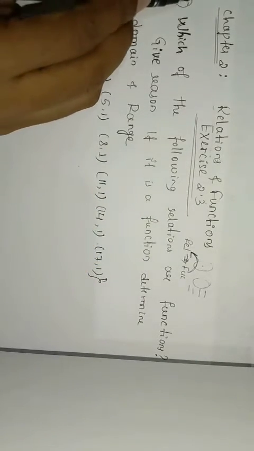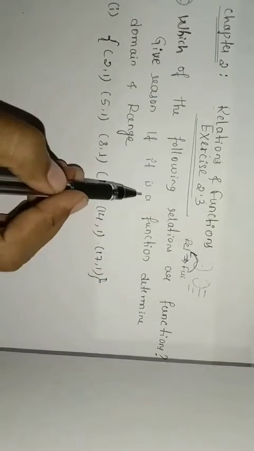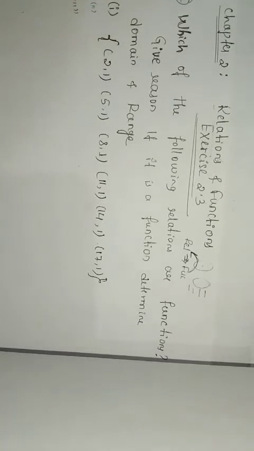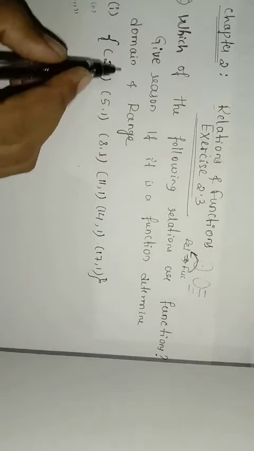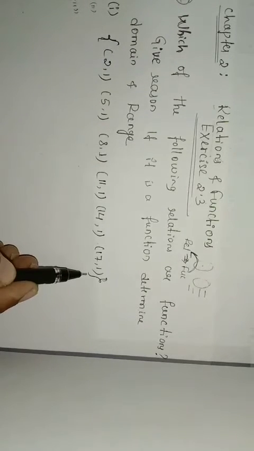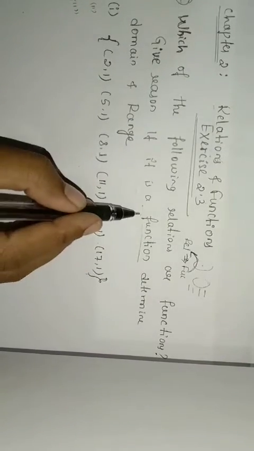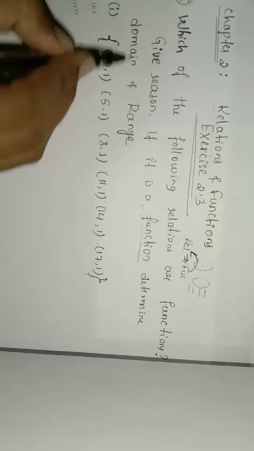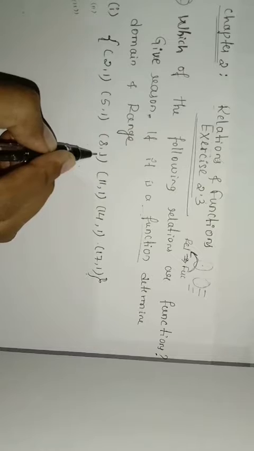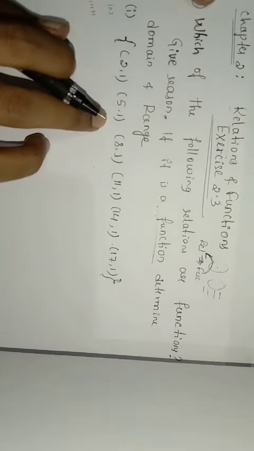See, the first main question we have is: which of the following relations are functions? They have given three parts in the first main question. So we have to check which of the given relations is a function. If it is a function, we have to find out the domain and range, and we have to give a reason why it is a function. So let's check whether this is a function or not.